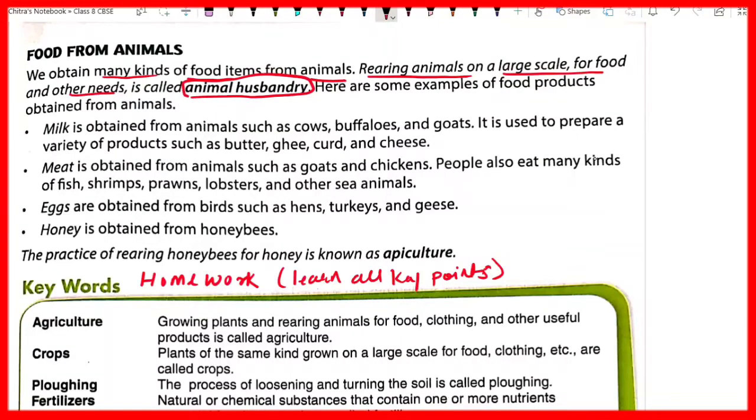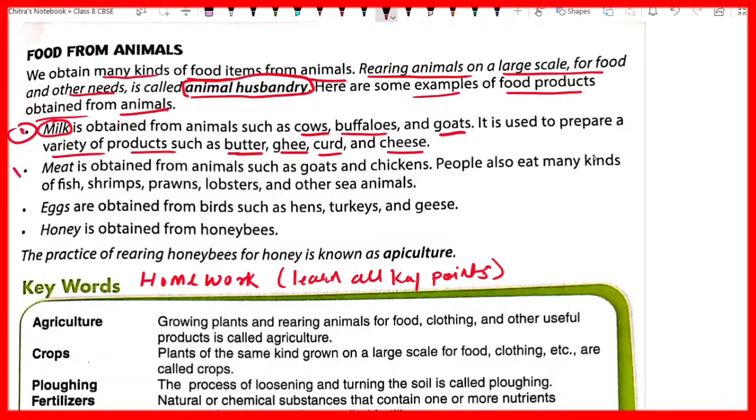Here are some examples of the food products obtained from animals. Number one, we have milk. Milk is obtained from animals such as cows, buffaloes, goats, and sometimes camels also. It is used to prepare a variety of products. In order to increase the shelf life of the food, we convert milk into butter, ghee, curd, cheese, etc.